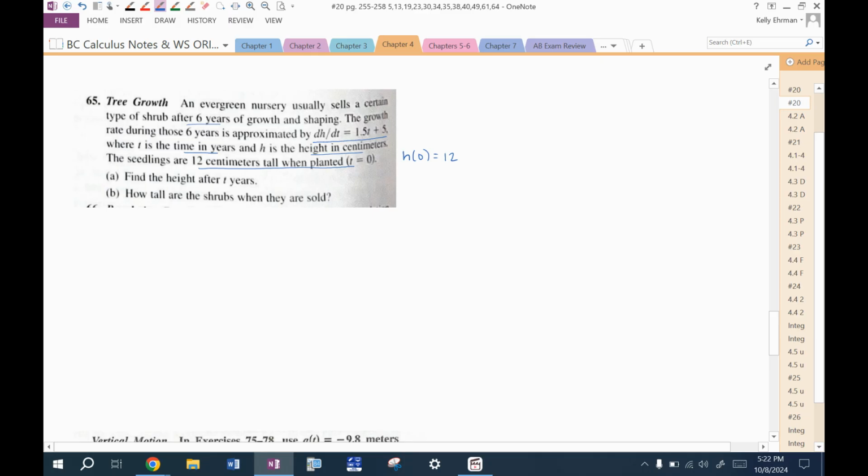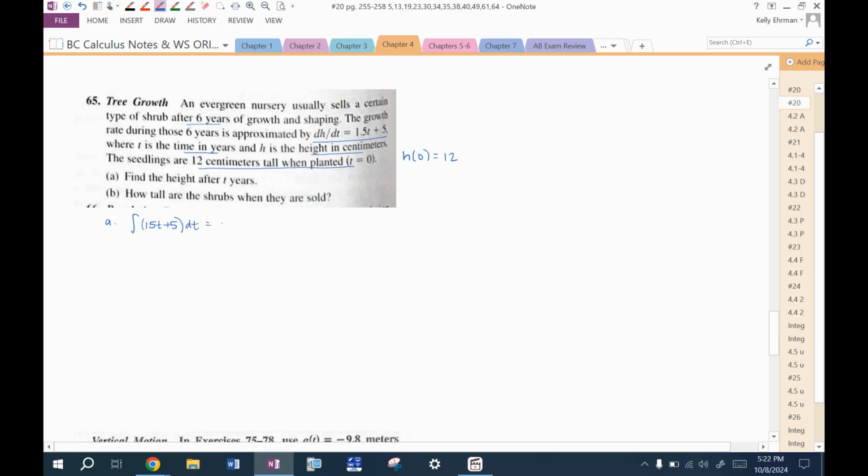So find the height after t years. That just means find a function. What is the H of t equation? So for a, if I integrate dH/dt, I'll be left with an H of t equation. So the integral of 1.5 t plus 5 dt.